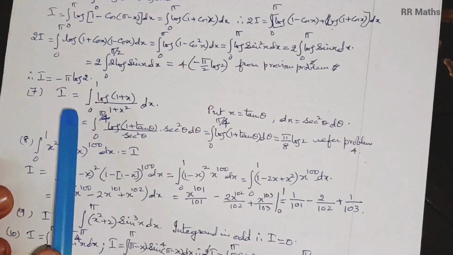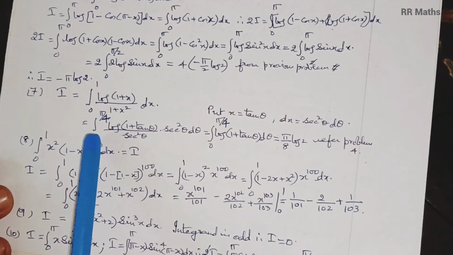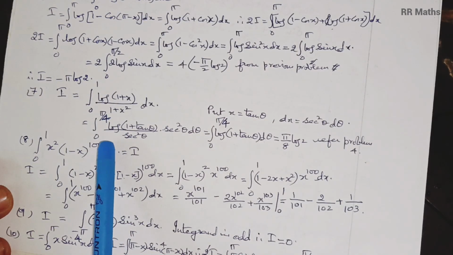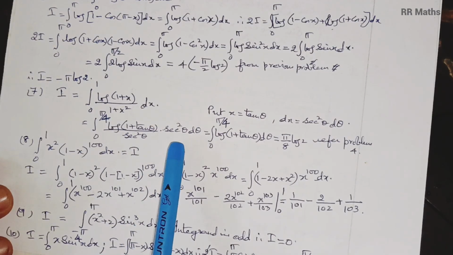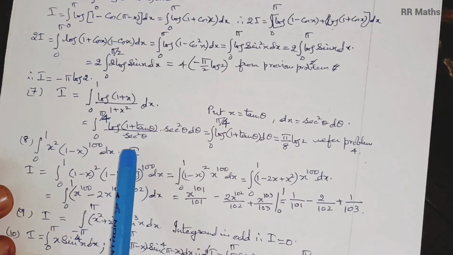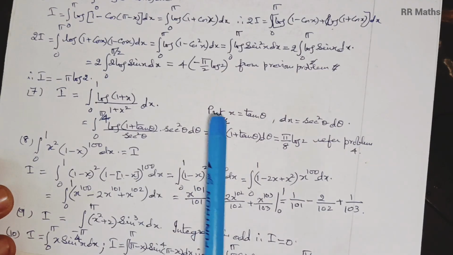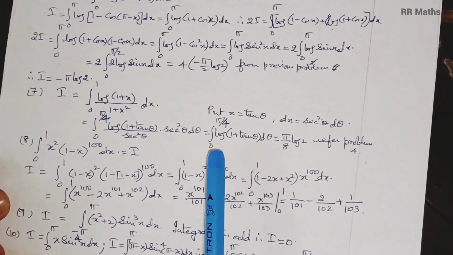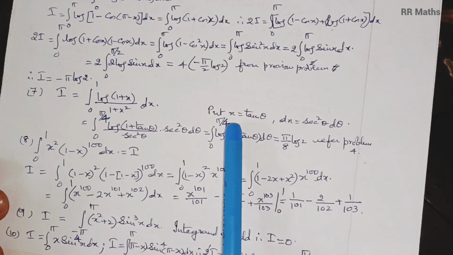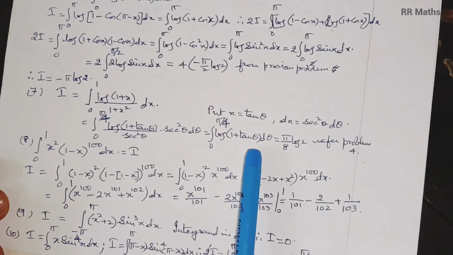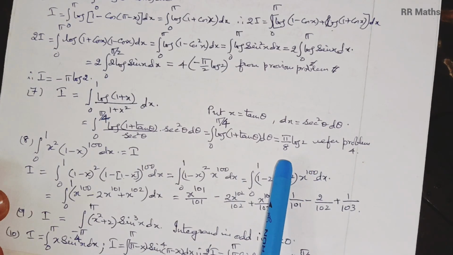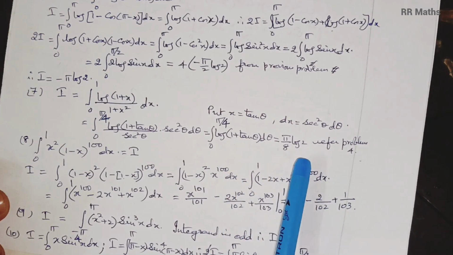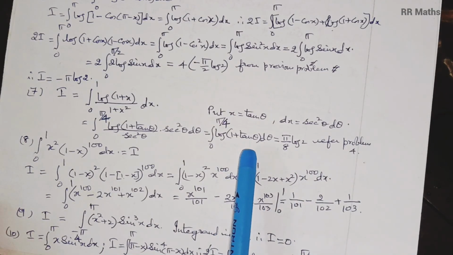So now the integral reduces to integral 0 to pi by 4 log of 1 plus tan theta divided by 1 plus tan square theta, which is secant square theta, and for dx you write secant square theta d theta. The two secant squares cancel, reducing the integral to integral 0 to pi by 4 log of 1 plus tan theta d theta. Now for this you refer to problem number 4, which we started today, and the answer there is pi by 8 log 2. So I have directly quoted the answer. The working out you can find in problem 4.